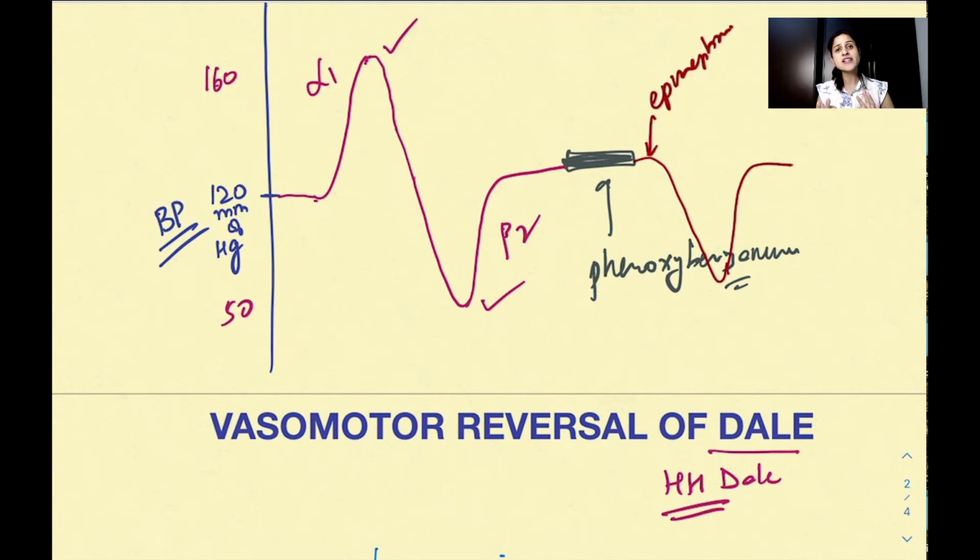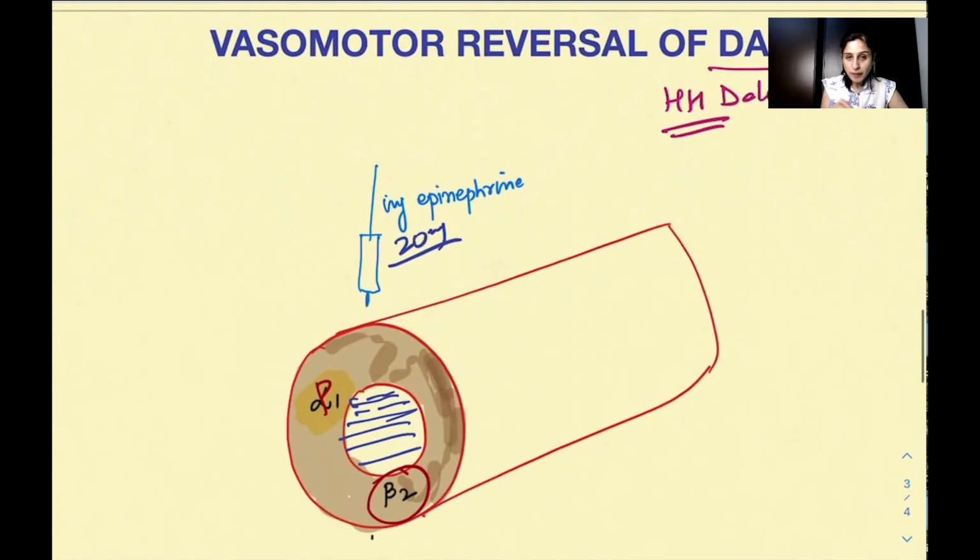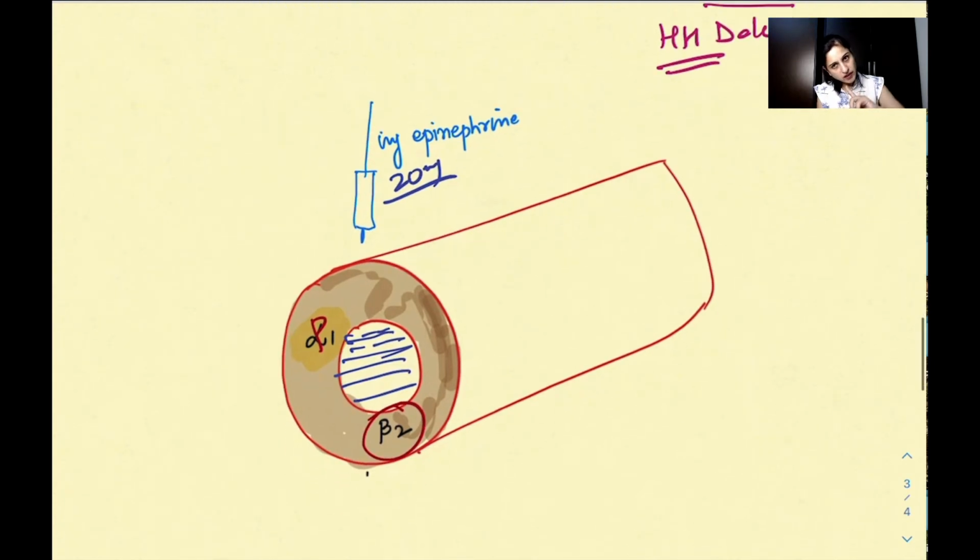So this is called as vasomotor reversal phenomenon, okay? So it has been reversed. So only fall in BP is seen. So I hope I'm clear. So this is vasomotor reversal of Dale, right? So fall in BP only when you give an alpha blocker.